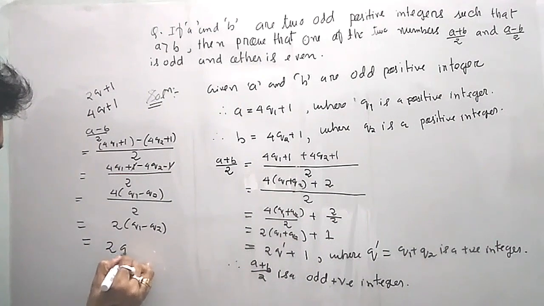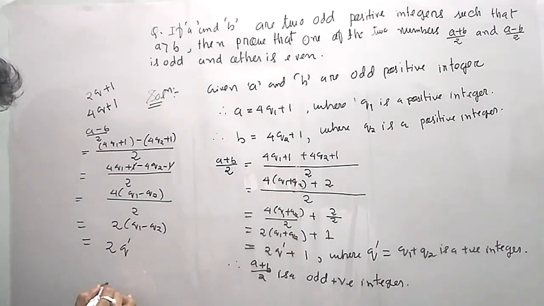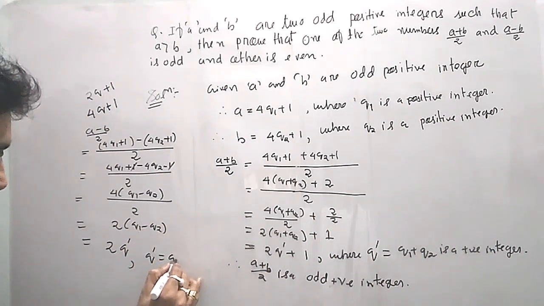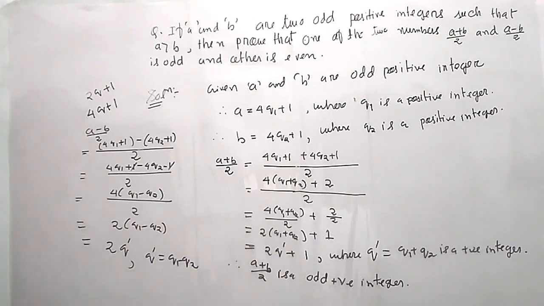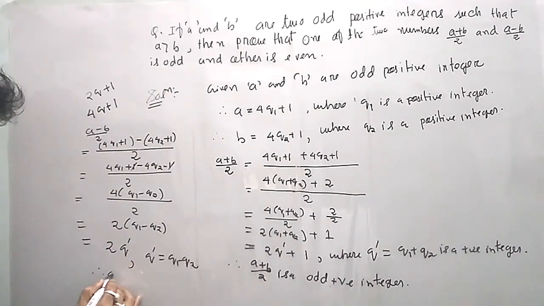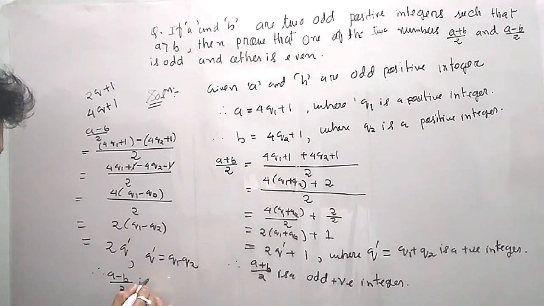So it becomes 2q dash, where q dash equals q1 minus q2. And in the last step, after simplifying, we have seen it becomes 2q dash. So 2q dash means it is of the form 2q. That means when a number can be expressed in the form 2q, it is an even number. Therefore, (a minus b)/2 is even.